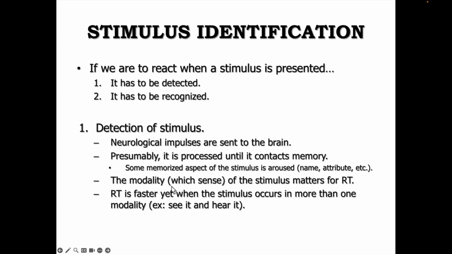The modality, or essentially which sense we receive the stimulus through, whether it be sight, touch, taste, smell, matters for reaction time. Reaction time is typically faster when the stimulus occurs in more than one modality. For example, if you see a stimulus and hear it at the same time, your reaction time will be faster compared to if you only see it, only hear it, or only smell it, something along those lines. So the more senses we can involve in the detection of the stimulus, the faster our reaction time is going to be.